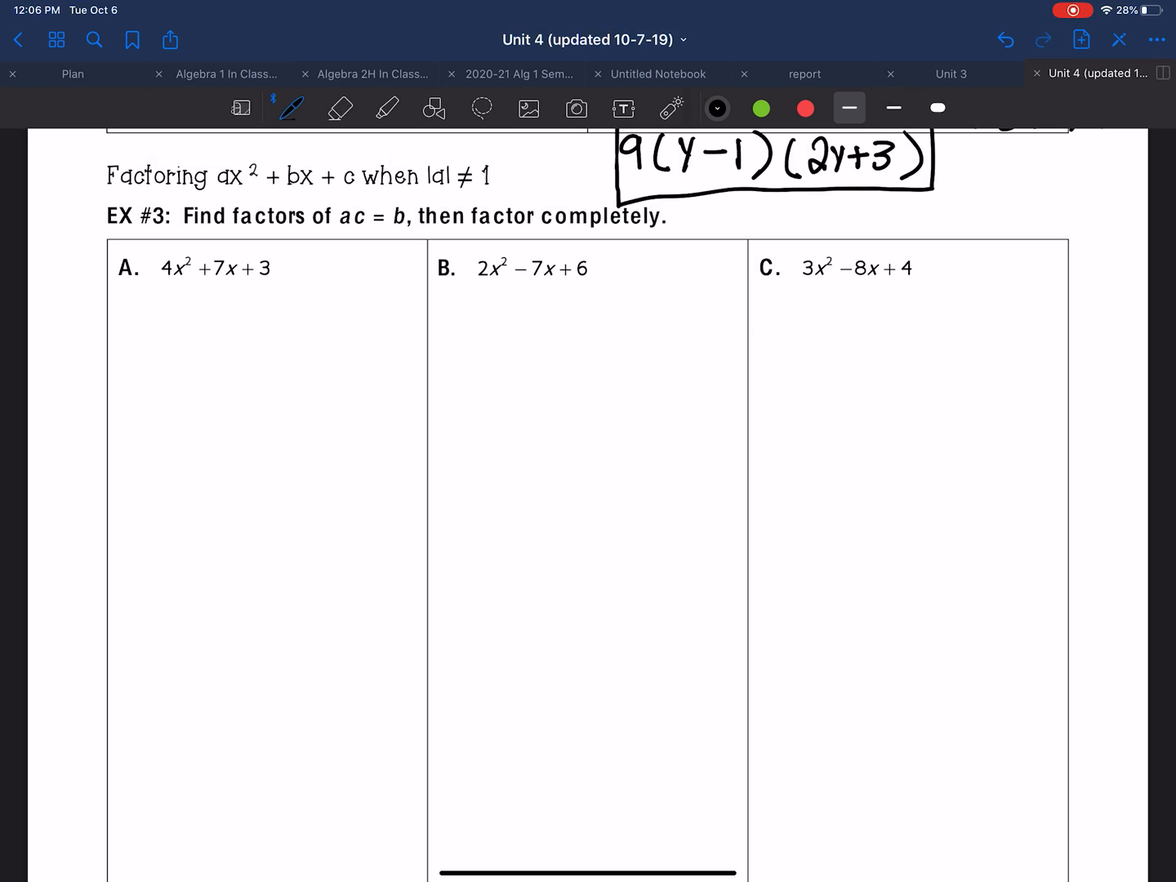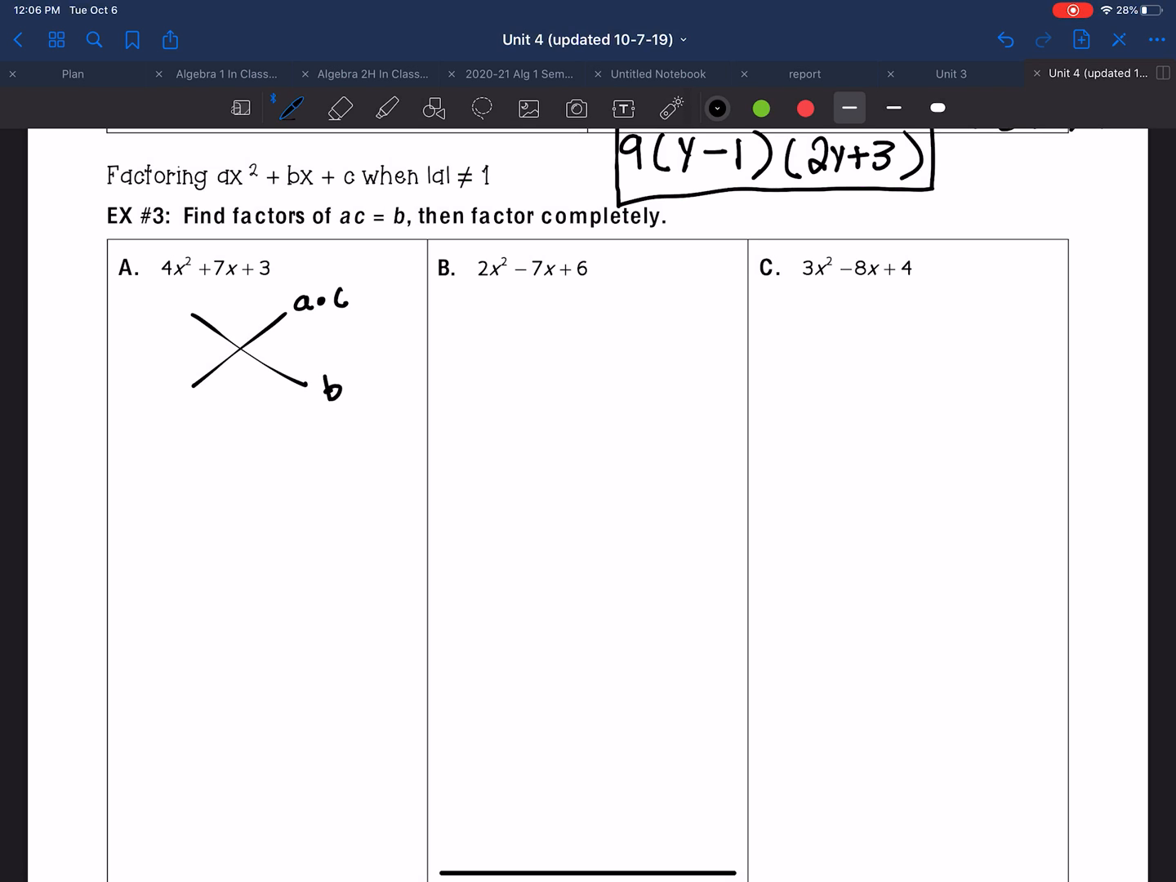First thing I'm looking for: can I pull out a GCF? No. None of these numbers are divisible by something in common. So I'm going to move on and go straight into factoring. Let's put down our diamond. As I said before, the top is always going to be A times C, and the bottom is going to be B.